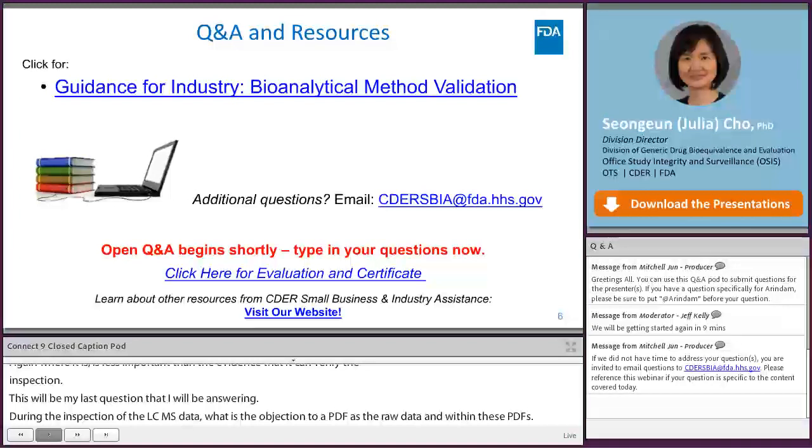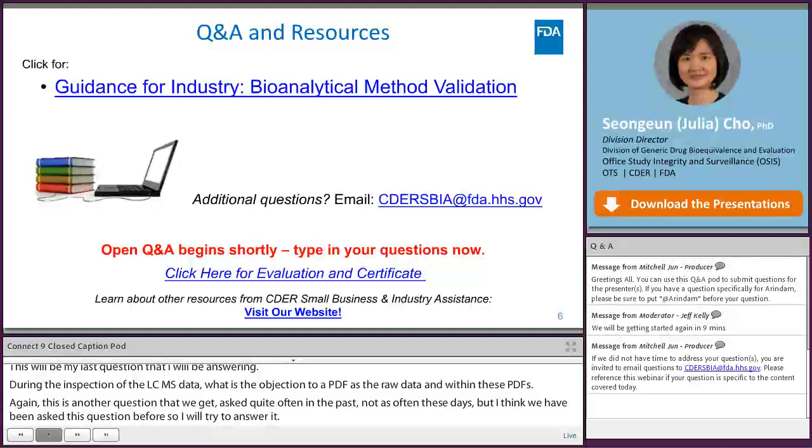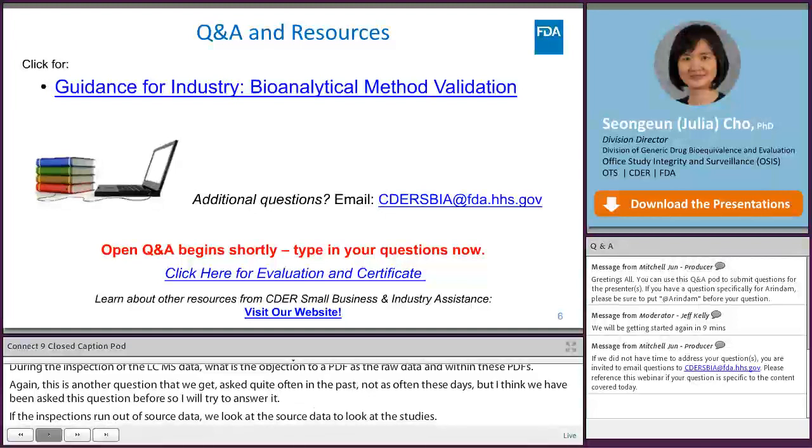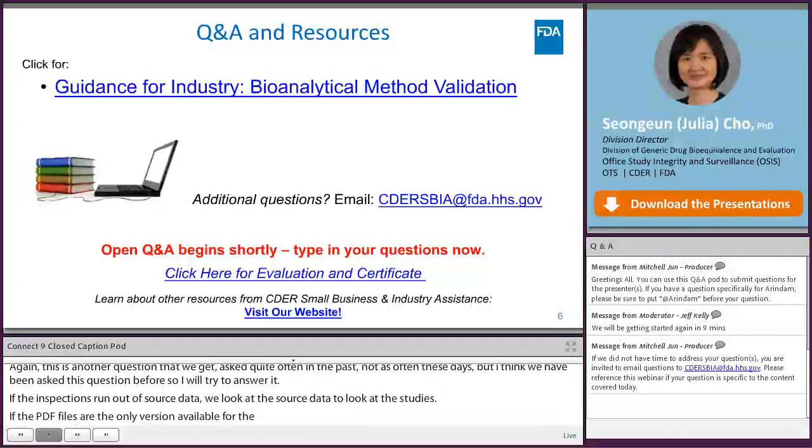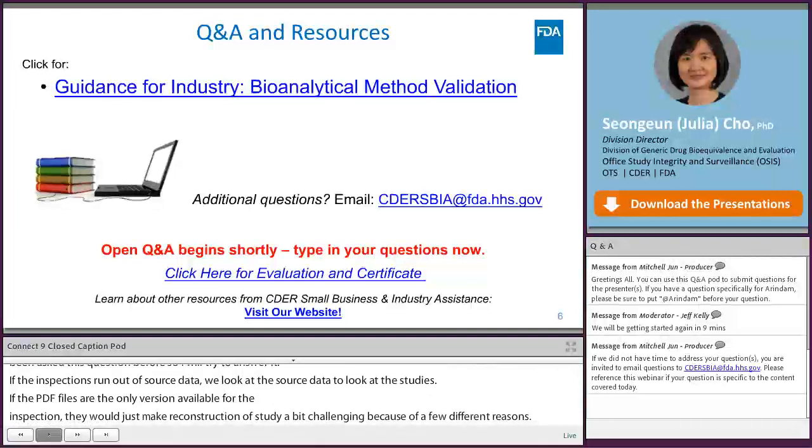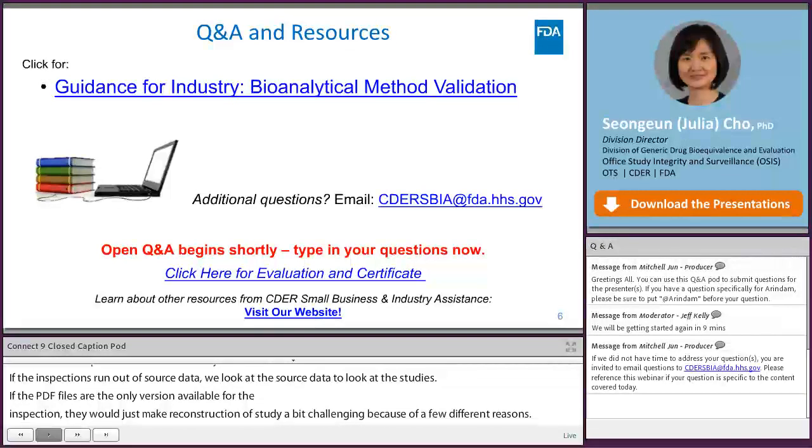FDA inspections rely on source data. We look at the source data to reconstruct the studies. If PDF files are the only version available for inspection, they make reconstruction of a study a bit challenging, for a few different reasons. First, PDFs lack the dynamic, interactive nature of electronic data, so they are not usable if you would like confirmation of reintegration or other factors.